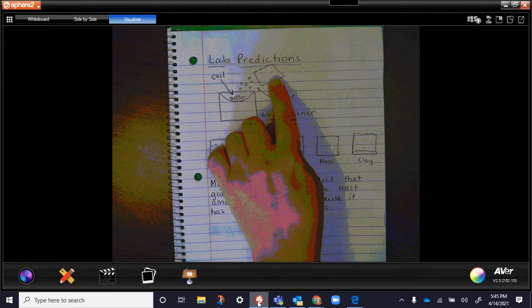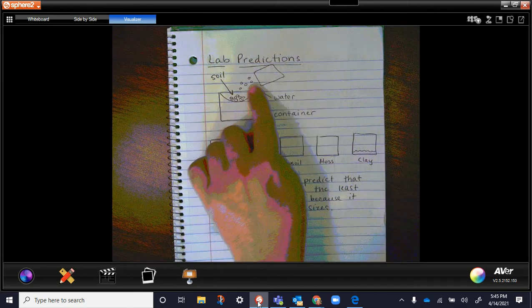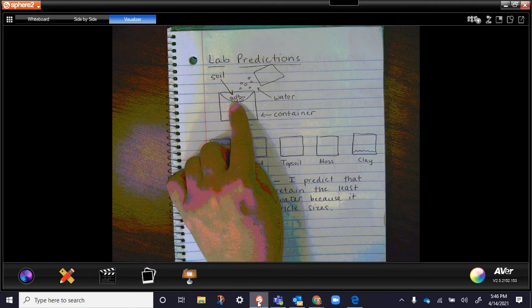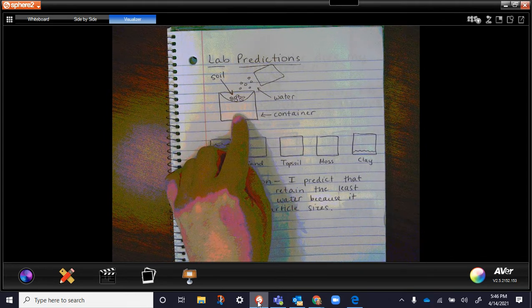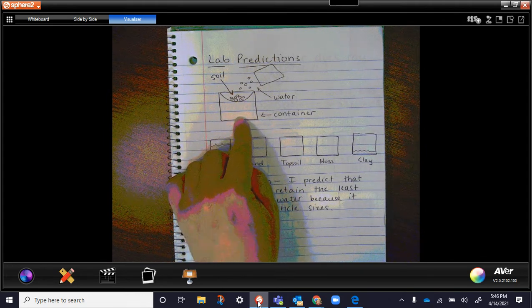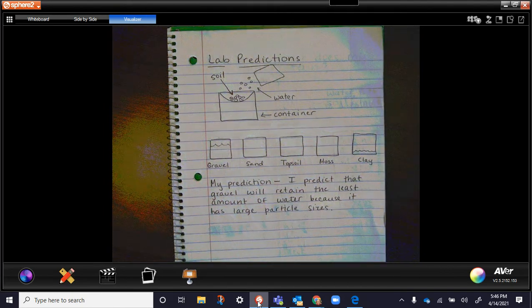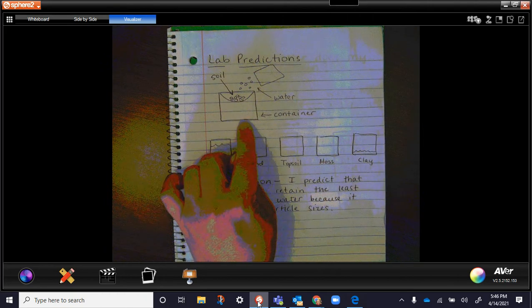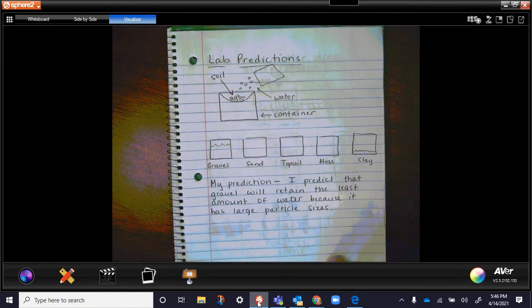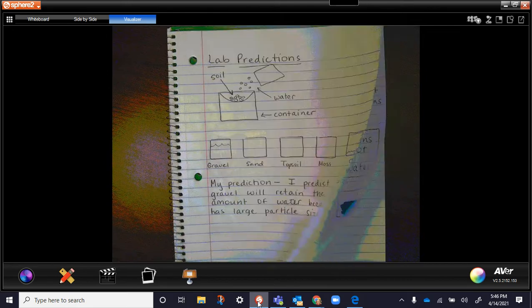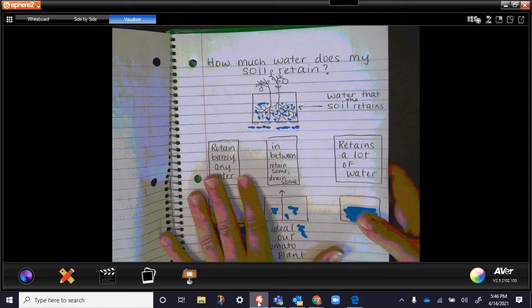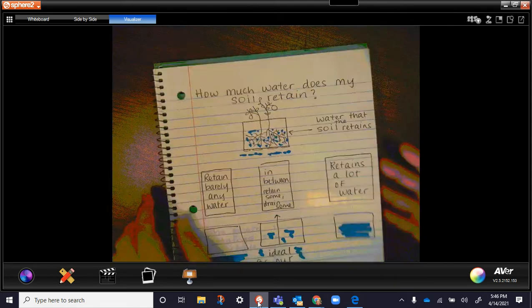So here's my little container of water. We pour the water into the soil, and the soil is going to hold on to some of the water because of those particle sizes. The rest of the water that it's not going to hold on to, some of it will go through those particles and drain out to the bottom of the container. So we made a prediction yesterday, and then today we went ahead and did it.